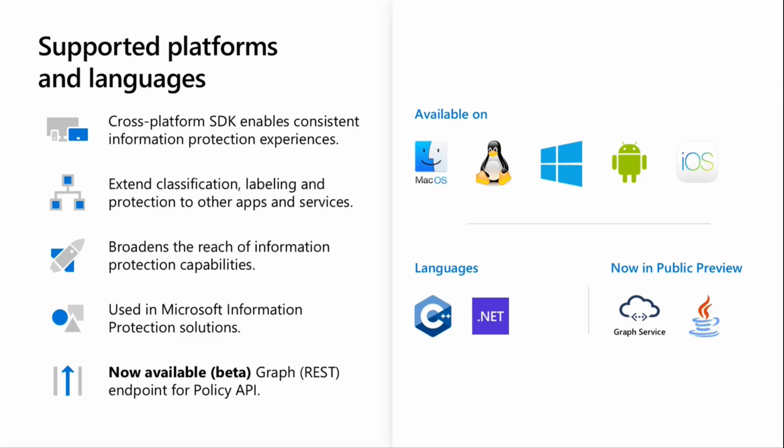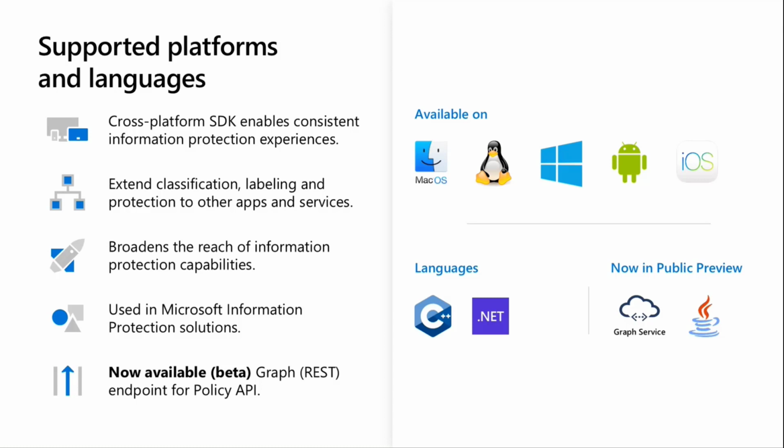It's written in C++, cross-platform, so it works across Mac, Windows, Linux, iOS, and Android. And we have .NET flavors available for Ubuntu and Windows, and we're working on a Java wrapper that's in preview now. Eventually, the Java wrapper will work across all of our supported platforms. We don't expect that to be generally available till later this year. And again, this allows you to extend the classification, labeling, and protection capabilities into your own apps and services and line of business apps.